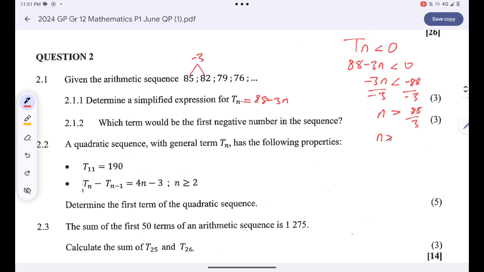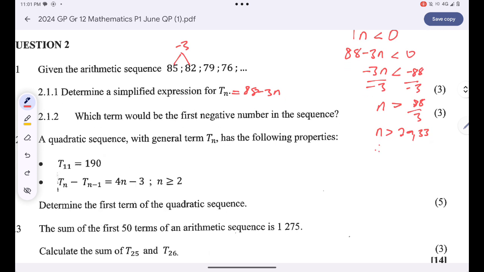That means n is greater than 29.33. Since n represents the number of terms, or the position of a term in a sequence, it simply means that I must just pick the first integer value I come across after 29.33, and therefore n will be equal to 30.